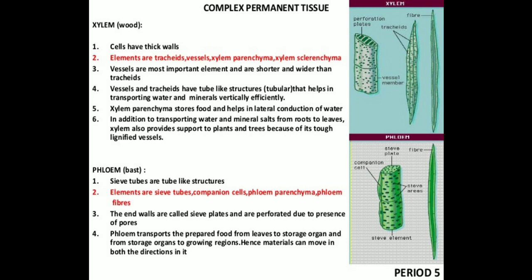In case of phloem, the sieve tubes are tube-like structures. The elements are sieve tube, companion cell, phloem parenchyma and phloem fibers. The end walls are called sieve plates, and these sieve plates are perforated because of the presence of pores. These pores are present in the sieve tube just for the free transport of the content. Phloem transports the prepared food from leaves to storage organs and from storage organs to growing regions. Hence, materials can move in both directions in it.